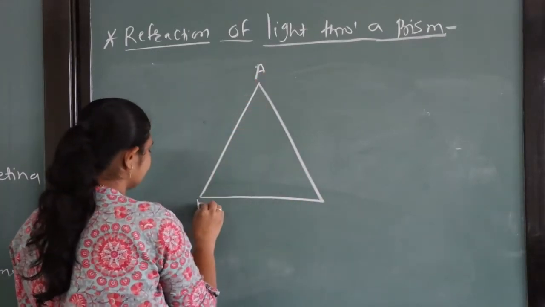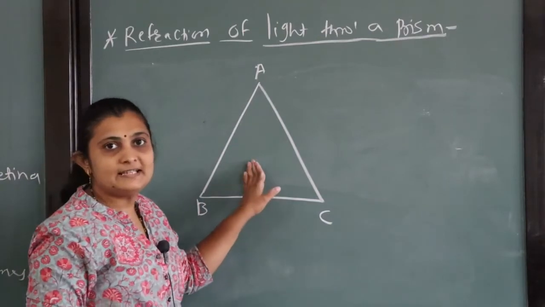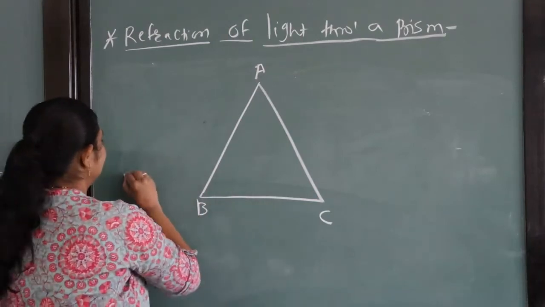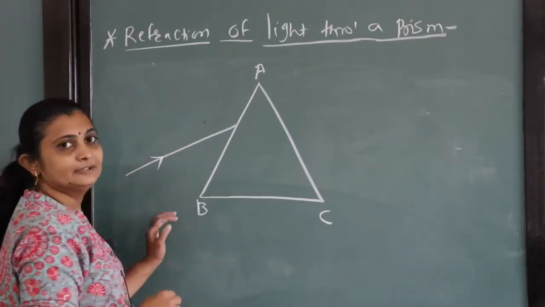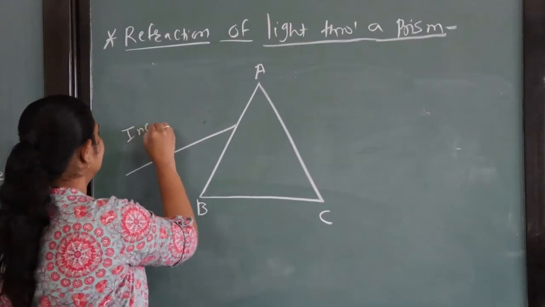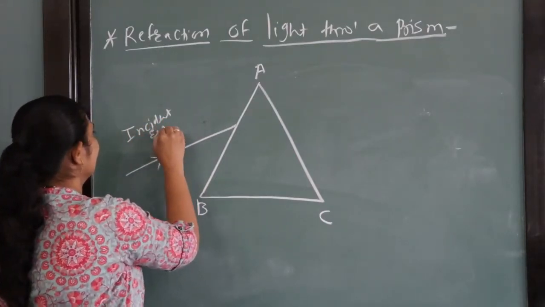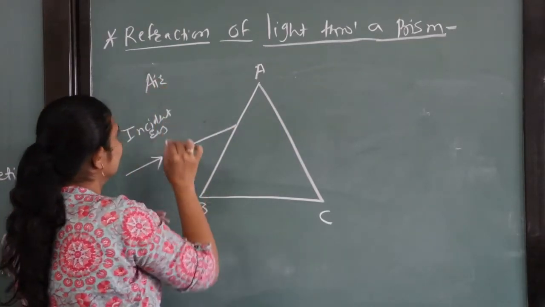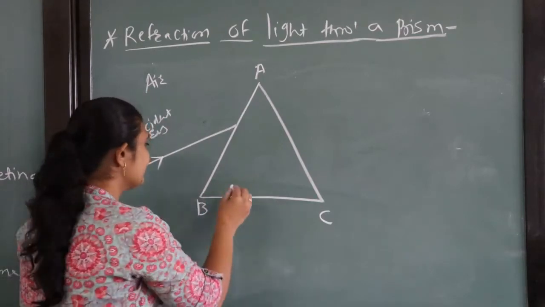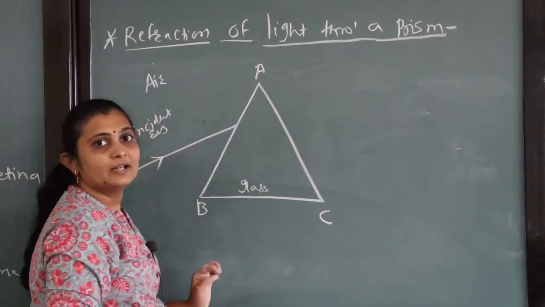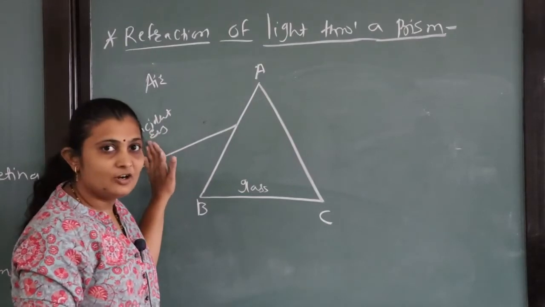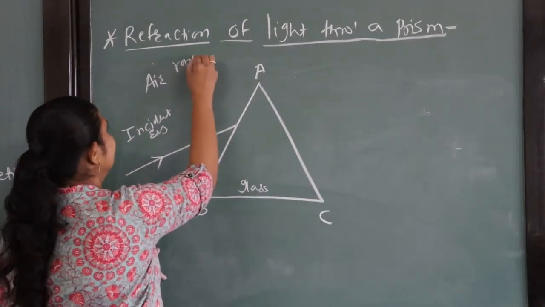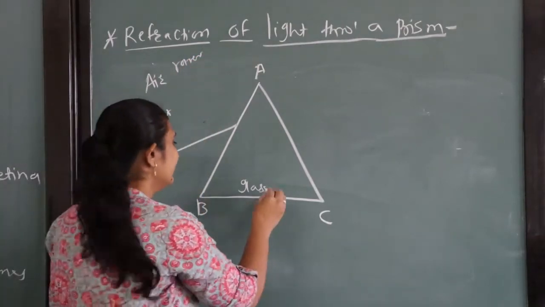Now, consider the triangular face of the prism ABC, correct? Here the incident ray, this medium is the air medium and this is the glass medium. Now, when light rays go from the air medium to the glass medium, the air medium is the rarer medium and the glass medium is the denser medium.